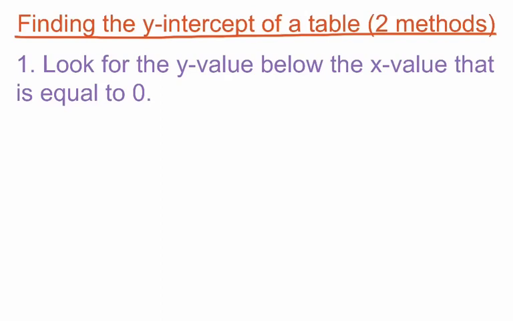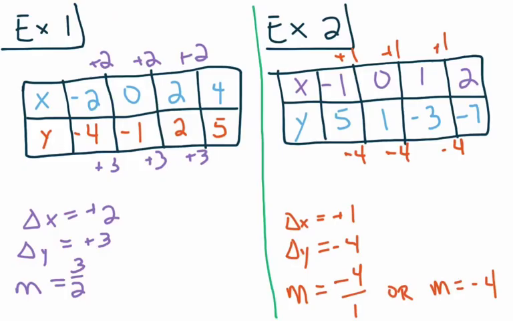Alright, so for our first method, we want to look for the y value below the x value that is equal to 0. Okay, so look for the y value below the x value that is equal to 0. Let's go back to our first two examples to see what this is going to look like.